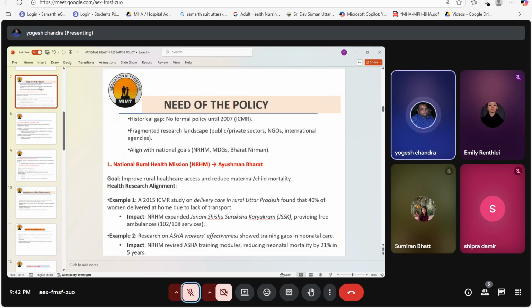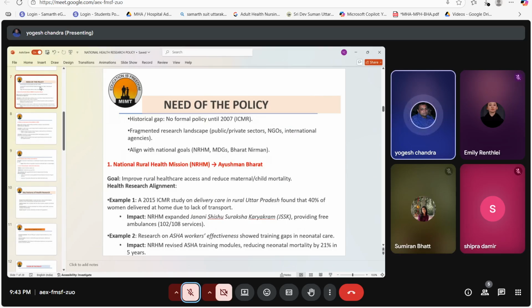And our national goals, if you look today, are NRHM, NHM, okay, MDGs, SDGs, Bharat Nirman, a lot of things are there which are considered as universal health coverage. These are all the national goals. So whatever the policy aims, whatever the research is being conducted, should be aligned with this NRHM. So suppose we talk about this National Rural Health Mission.